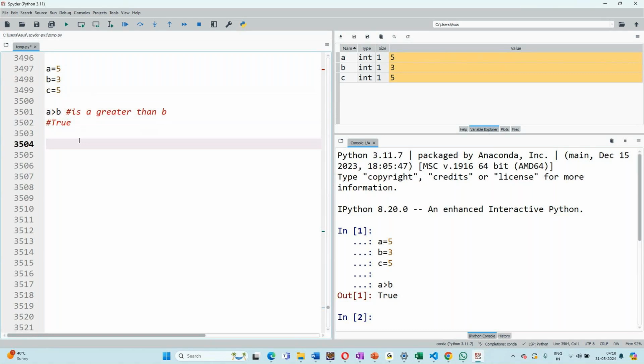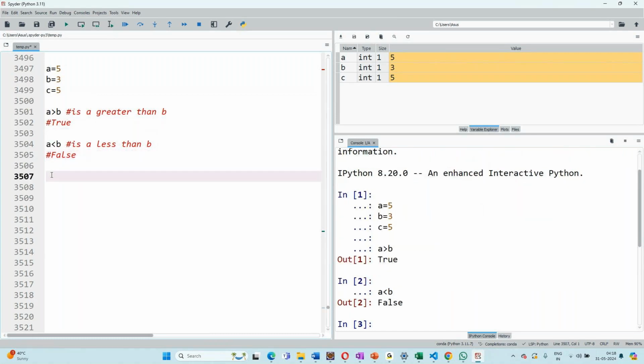Now, if I am asking is a less than b? So the question is, is a less than b? The answer is going to be false. So a is less than b, the answer is going to be false.